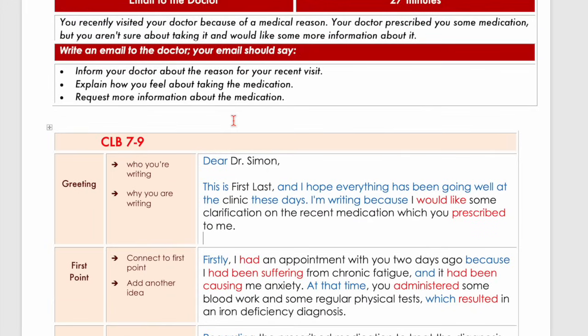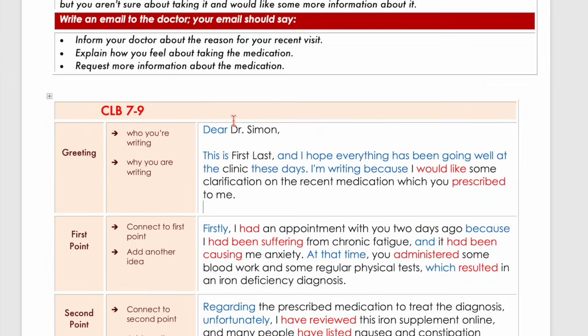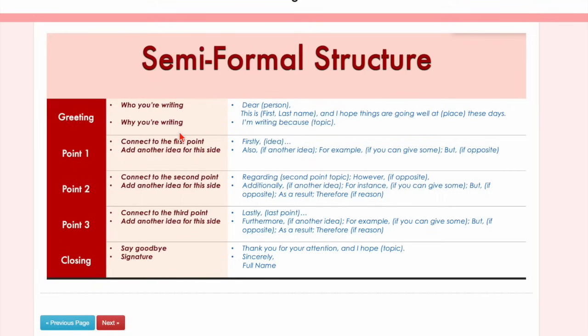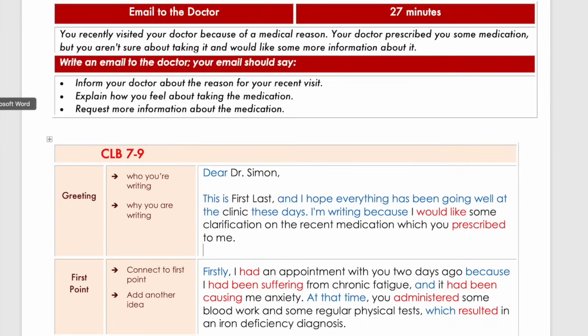Now, to improve, I strongly recommend that you reread it. Again, we followed our semi-formal structure from our writing guides. Okay? And so when you are rereading, make sure that you look at the structures that are used here, highlighted in blue, and also look at the grammar, which is highlighted in red. Okay? That'll really help you. Okay, so let's read it again.